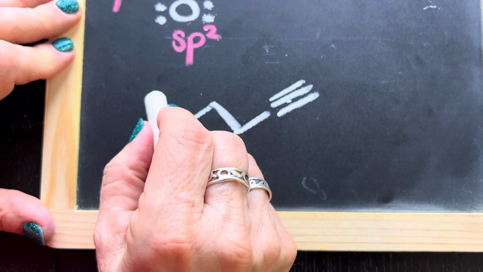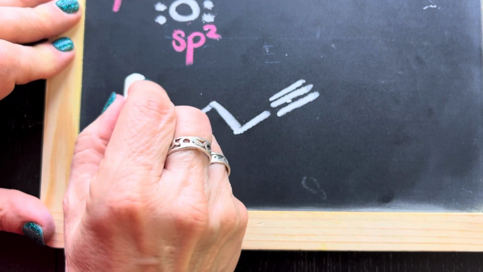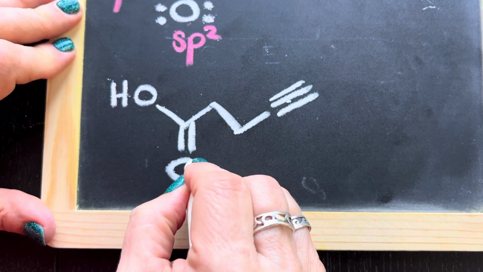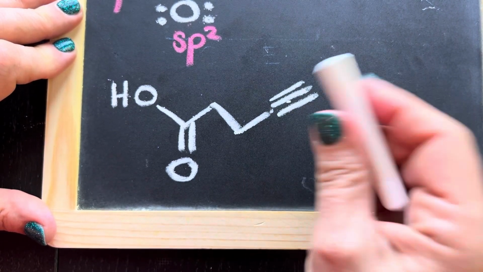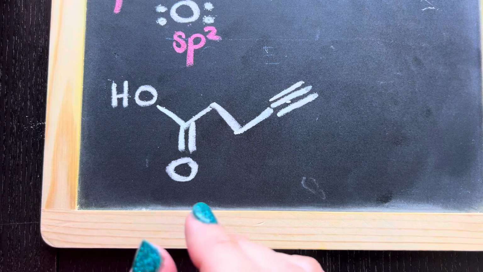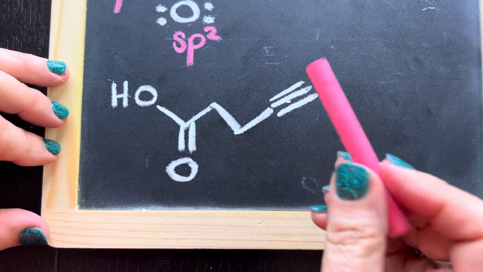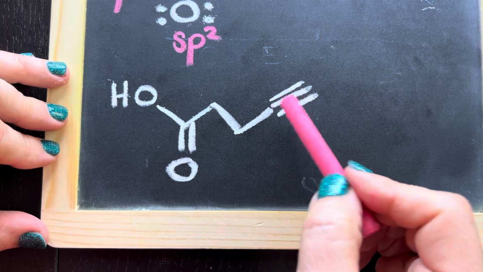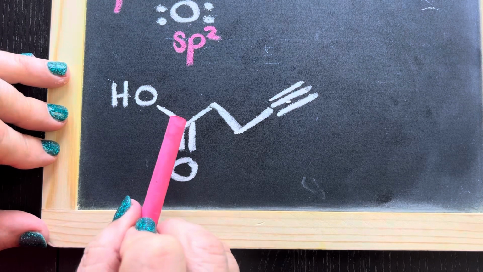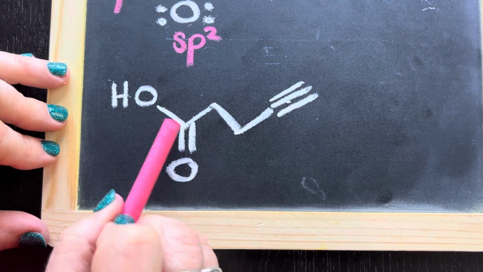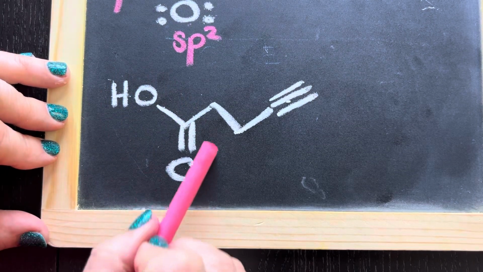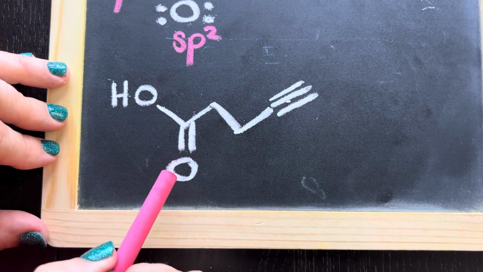All right, functional groups here. Here we have an alkyne. It's a triple bond. And over here we've got a C double bond O next to an OH group. So collectively, this is a carboxylic acid.